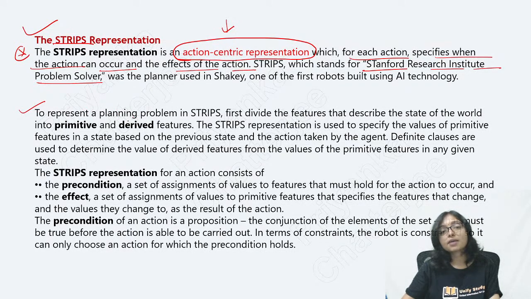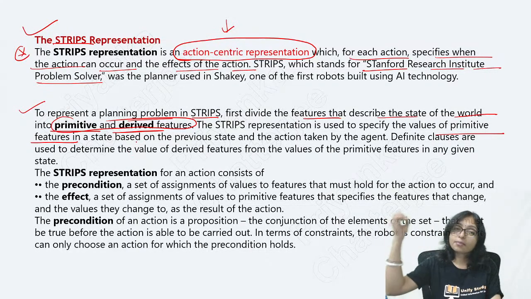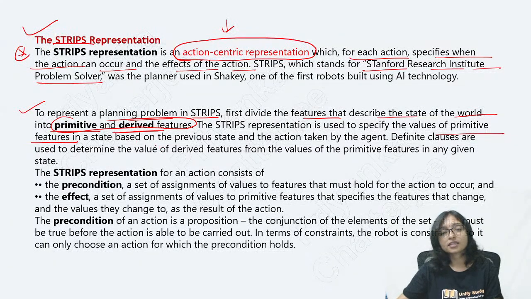To represent the following problem in STRIPS, divide it into features and describe it. What is that? Primitive and derived features. Two features are there, primitive and derived. The STRIPS representation is used to specify the values of the primitive features. Primitive means basic, high priority. These are called primitive. These are mandatory. Like that you can think.